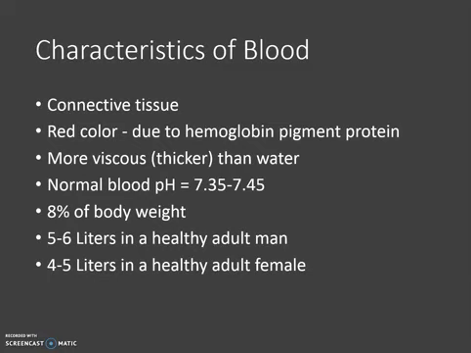Your blood makes up about 8% of your body weight, and a healthy adult male has about 5 to 6 liters of blood, and a healthy adult female has about 4 to 5 liters of blood.